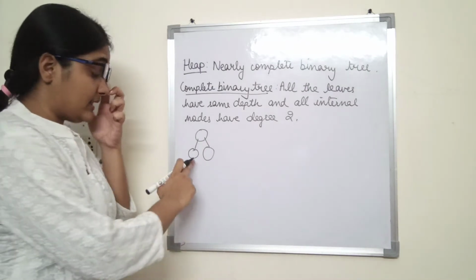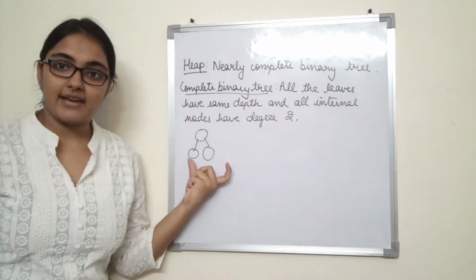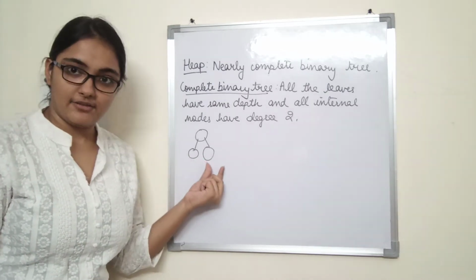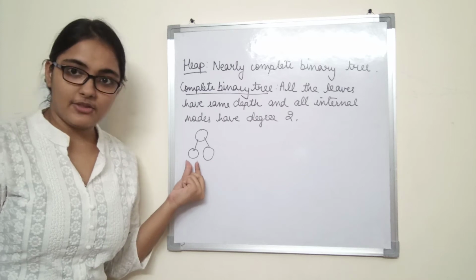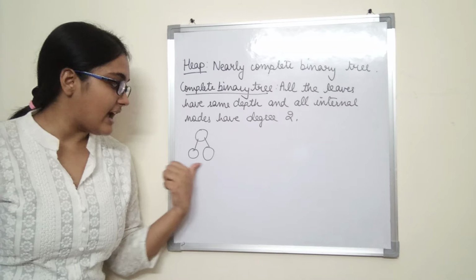What are the leaves in this tree? Leaves in a binary tree are the ones that have no children, right? So this doesn't have a children and this doesn't have a children. So these two are leaves of the binary tree. Now the leaves have to be of the same depth. Are they at the same depth?